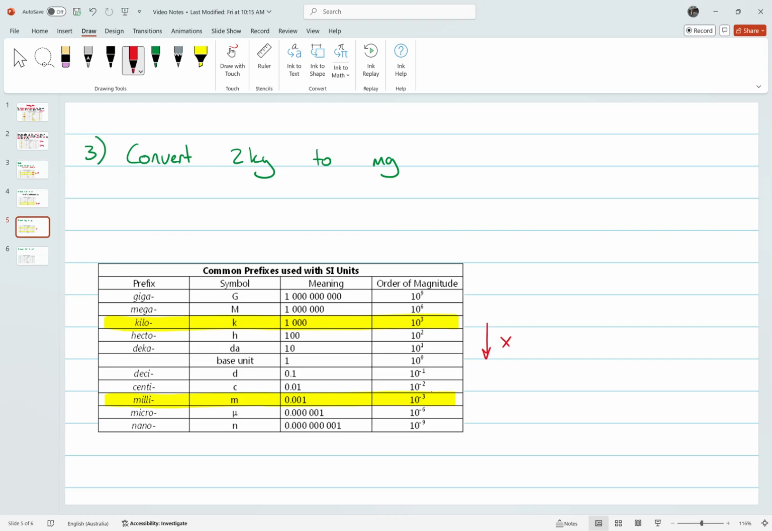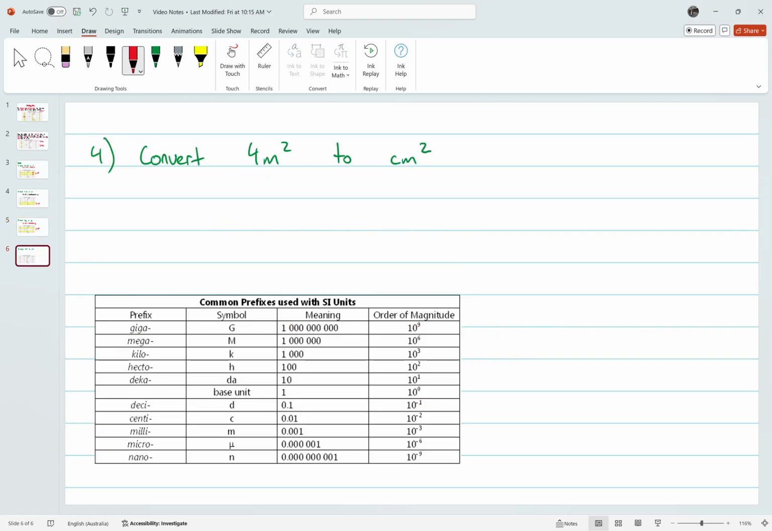So I'm going to do 10 to the power of 6. So it's going to be 2 times 10 to the power of 6, which gives me 2 million milligrams. And some of you guys might have already known how to do that anyway. You could say 2 kilograms is 2,000 grams, and 2,000 grams, you could times that by 1,000 to get into milligrams as well. But using our prefixes, we can just do it in one movement.